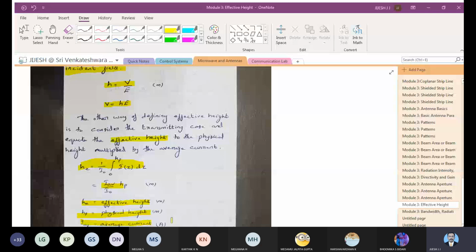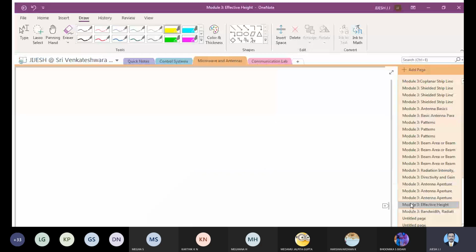So these are the equations which you can make a note of for effective height. h_e is equal to V by E, and h_e is equal to I average divided by I naught into h_p. So further moving on, we will discuss a few more things with respect to the effective height.